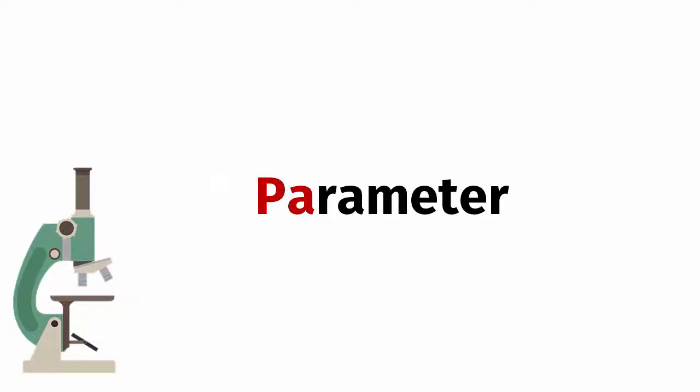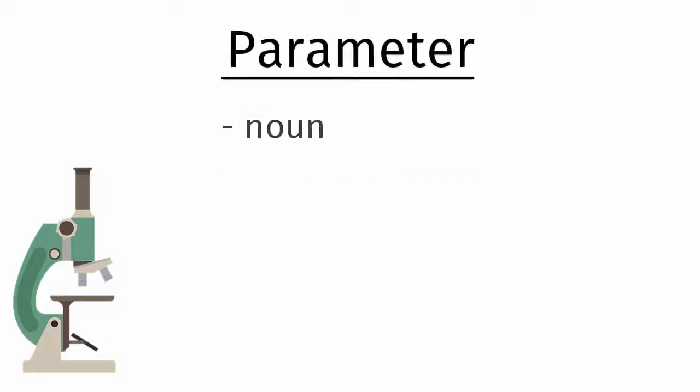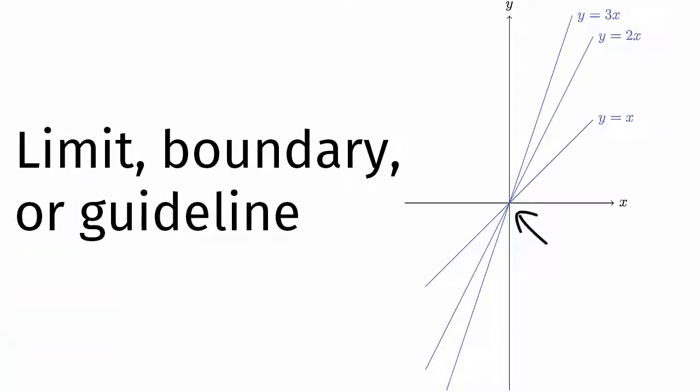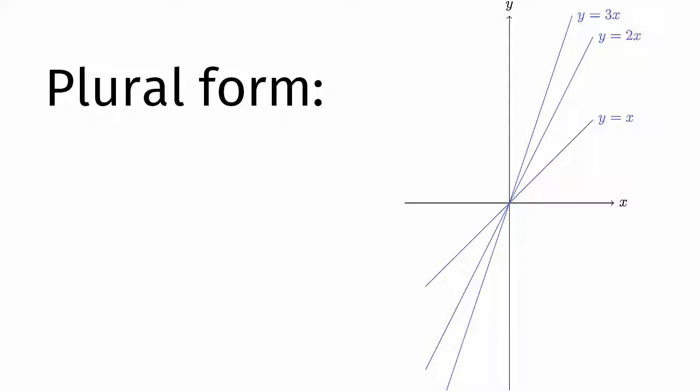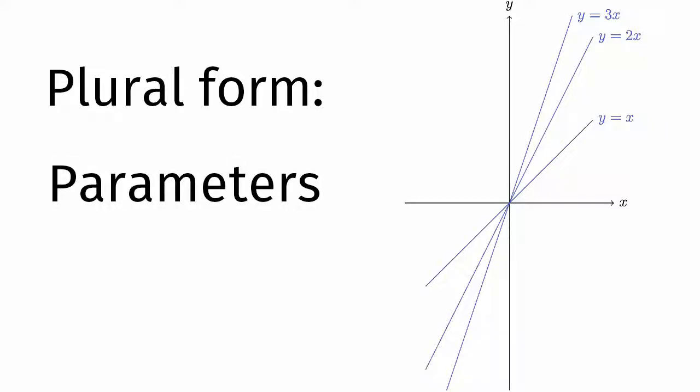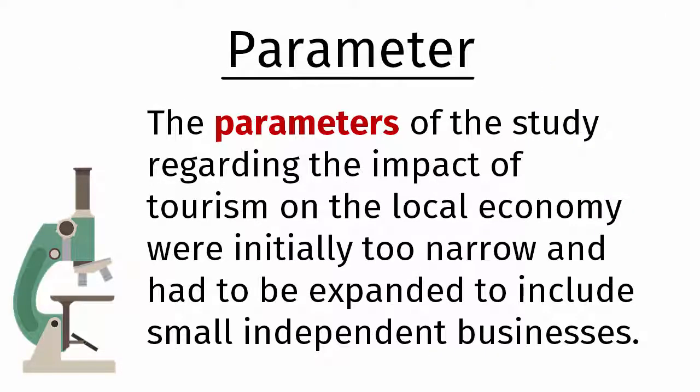Parameter is a noun. It means limit, boundary, or guideline. It is commonly used in its plural form, parameters. Let's look at an example sentence. The parameters of the study regarding the impact of tourism on the local economy were initially too narrow and had to be expanded to include small, independent businesses.